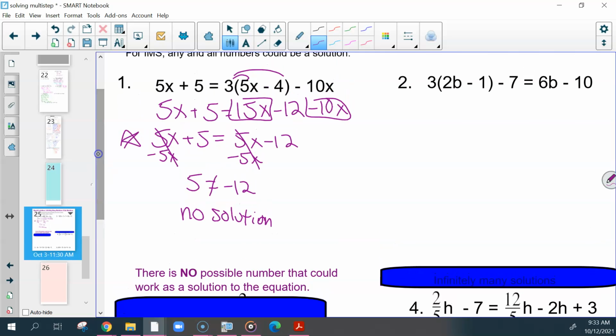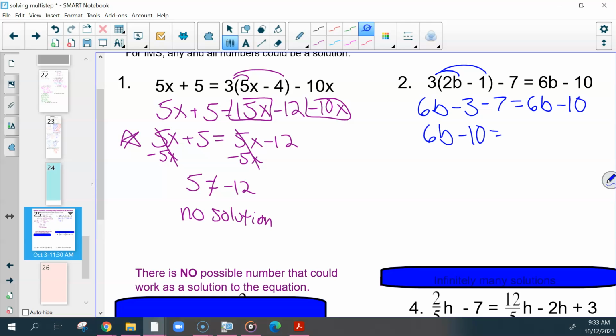Let's do number 2. Same thing, solve this like a normal problem. Start by distributing. We will in a moment. First, I'm going to combine these like terms, this negative 3 and this minus 7. And then we will subtract the 16 here in a second.